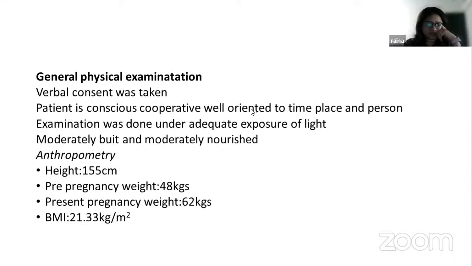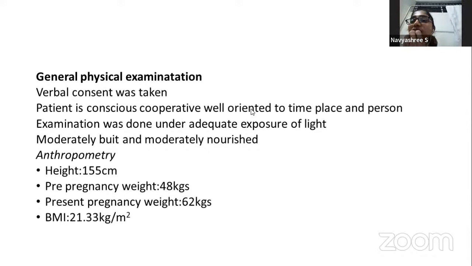Is this a normal weight gain for her, or is it less or more? What is the weight gain? 48 to 62 means how much weight she's gained? She's gained 14 kg. Okay, so is this more or less or appropriate for her BMI? This is more, ma'am.